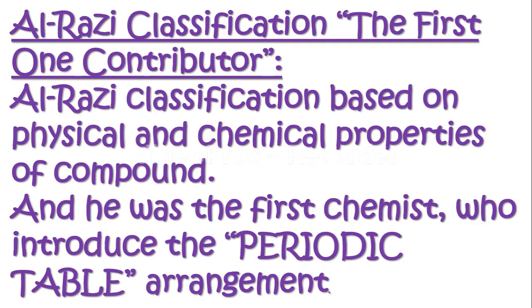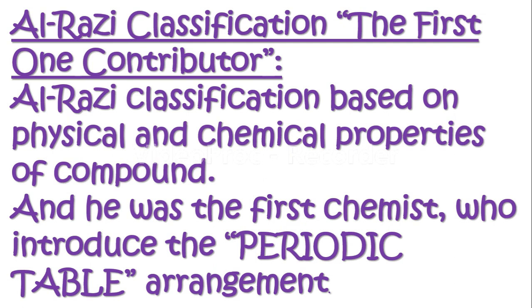So let's start. The first one, Alrazi. Alrazi was a Muslim scientist who had a great contribution and played a vital role in the arrangement of elements, because he was the first scientist who felt the need for arrangement of elements in a proper sequence, in a proper order. So he classified the elements into physical and chemical properties.